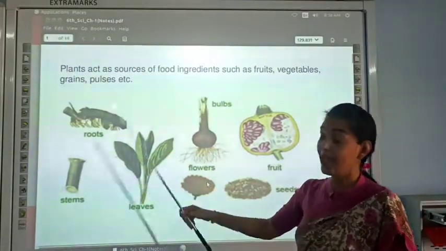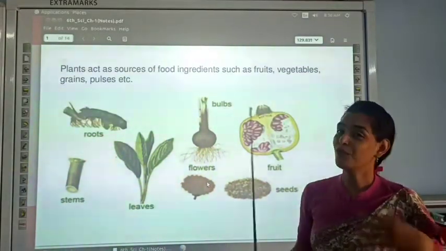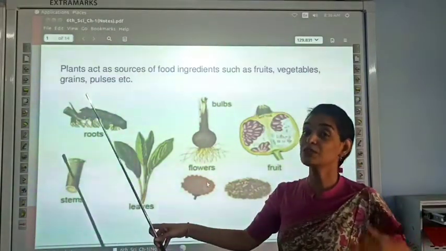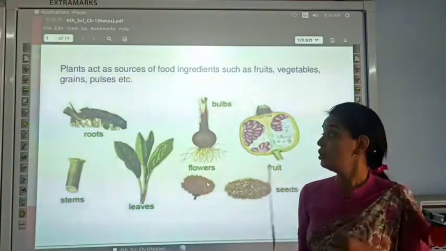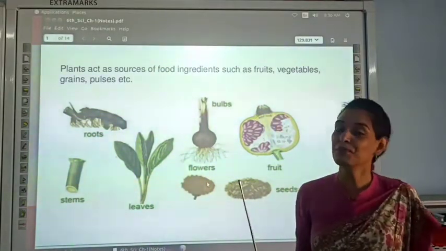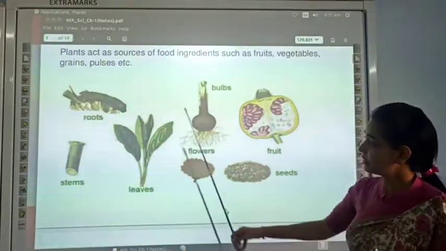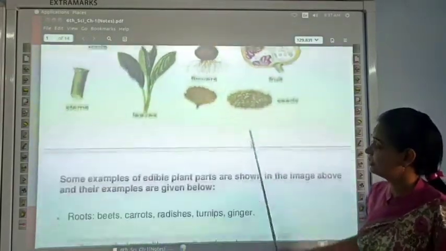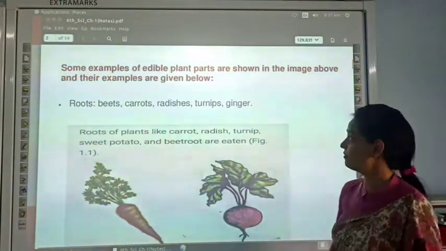So some plants act as a source of food ingredients, such as fruits. You know, so many kinds of food we eat: vegetables, grains, cereals, which mainly provide us carbohydrates, and the pulses. Pulses means dals. P for pulses, P for protein. Pulses are rich in protein. We can eat some plant products like the root, stem, leaf, flower, seeds and fruit. These are some examples of edible parts of plants.